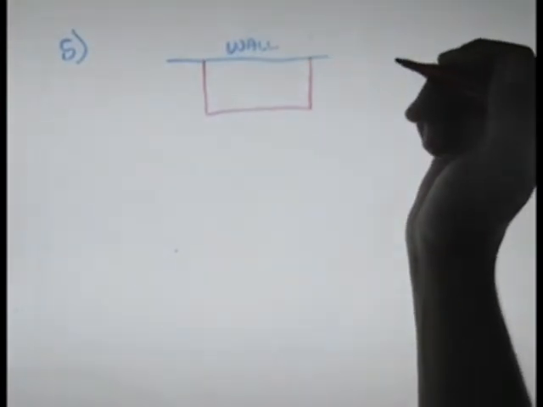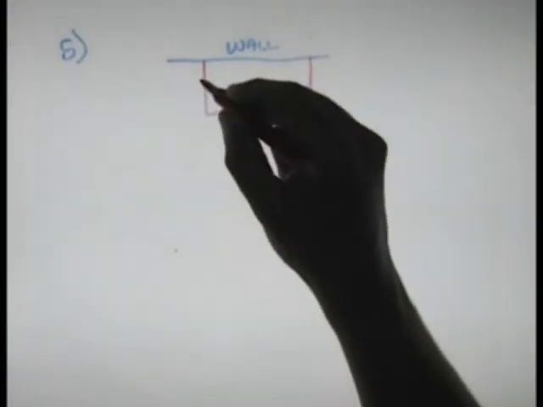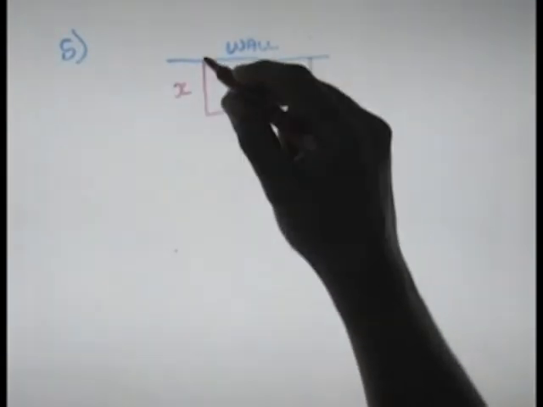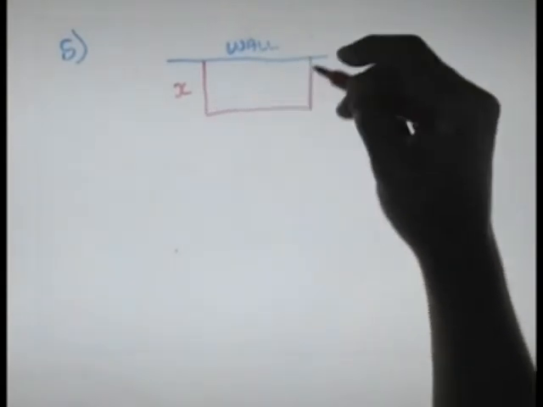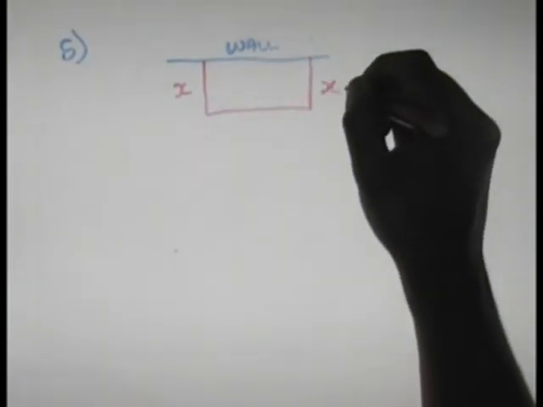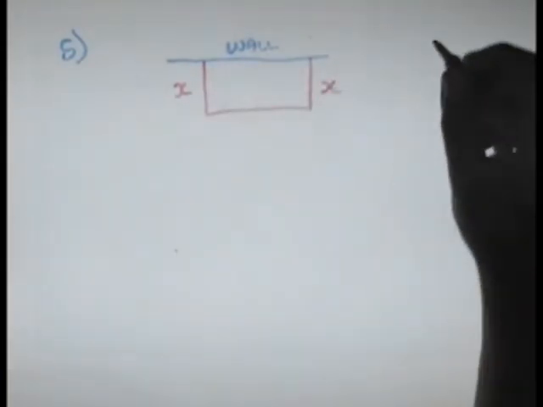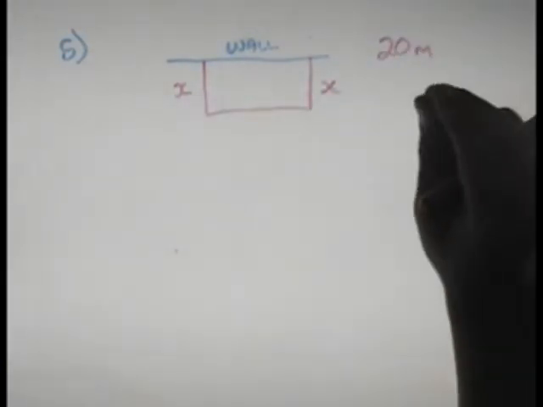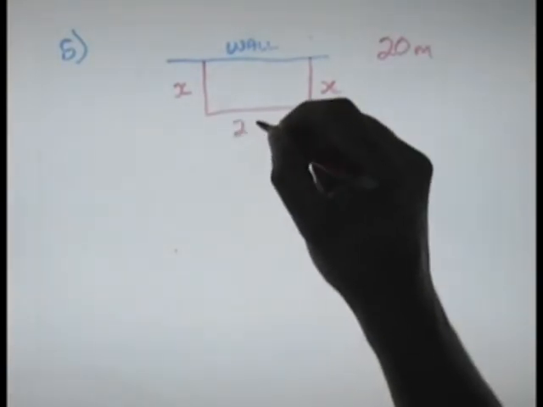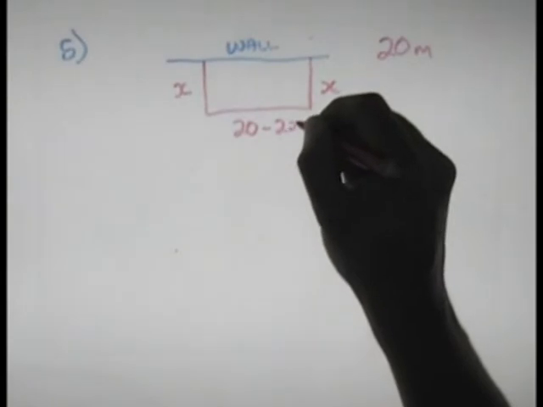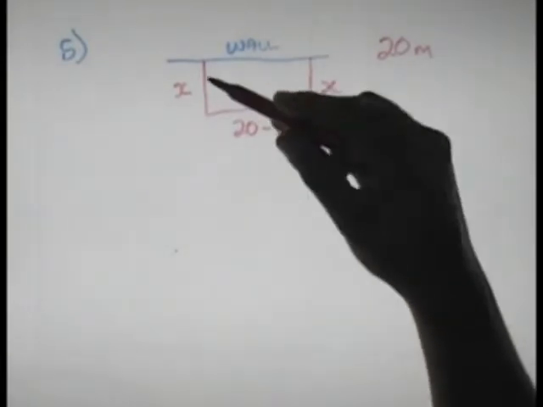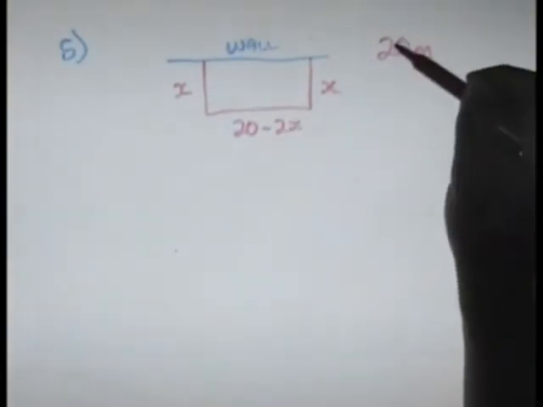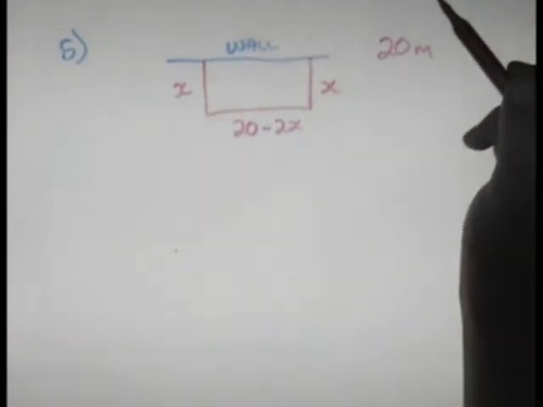Alright? I'm going to start by calling this side X. I don't know how long that's going to be. I'm going to probably be trying to work that out eventually. But I'm going to start by calling that X. Because it's a rectangle, the opposite side is also equal to X. I've got X, I've got X. Remember that I only have 20 meters of fencing available, which means that this side is going to be 20 minus x, or 20 minus 2x. That plus that will equal 20, because I've only got 20 meters of fencing.